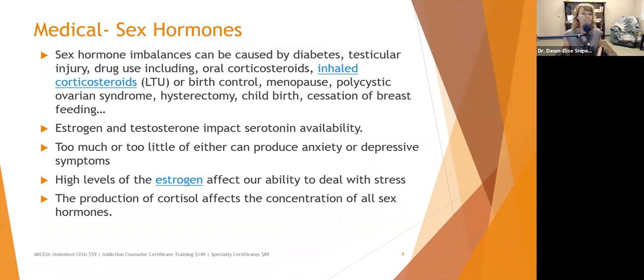High levels of estrogen affect our ability to deal with stress. That's not news to a lot of us. But it's important to recognize that if estrogen is high, we have more difficulty dealing with stress, which means our cortisol levels will probably be higher. The production of cortisol affects the concentration of all sex hormones. The more stressed somebody is, the more imbalanced the testosterone, estrogen, progesterone, and other sex hormones are going to be.